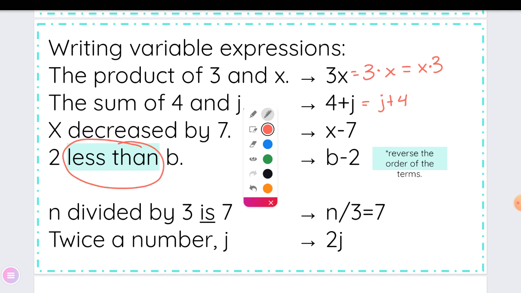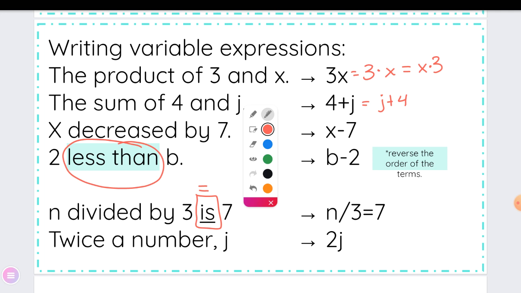What about the next one? Is that an expression? N divided by 3 is 7. No, it's not. Sophia, is that an expression? No. Why not? Because it has an equal sign. What word in a sentence tells us there's going to be an equal sign? Naomi? Is. So if you see the word is, you know that it is an equation, not an expression. We can solve equations.